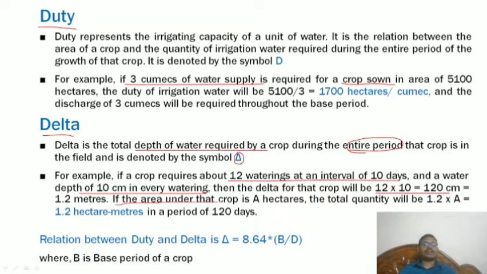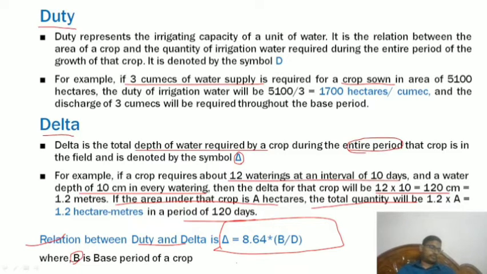And if the area under that crop is a hectare, then the total quantity will be 1.2 into A equal to 1.2 hectare meters in a period of 120 days. That means the duty and delta relation, this is a very important one, is delta equal to 8.64 into B by D, where B is the base period of a crop. This is the most important one.